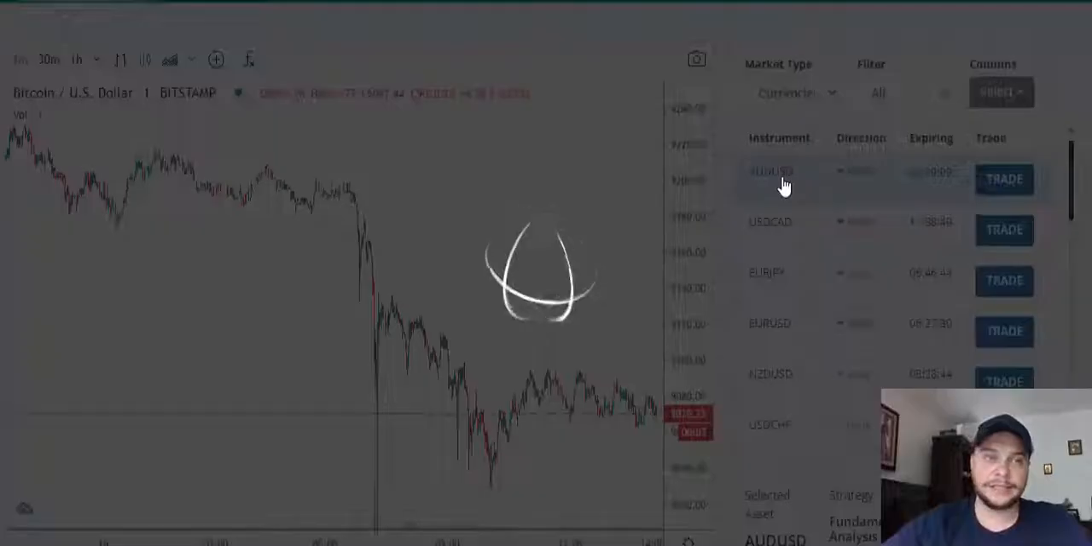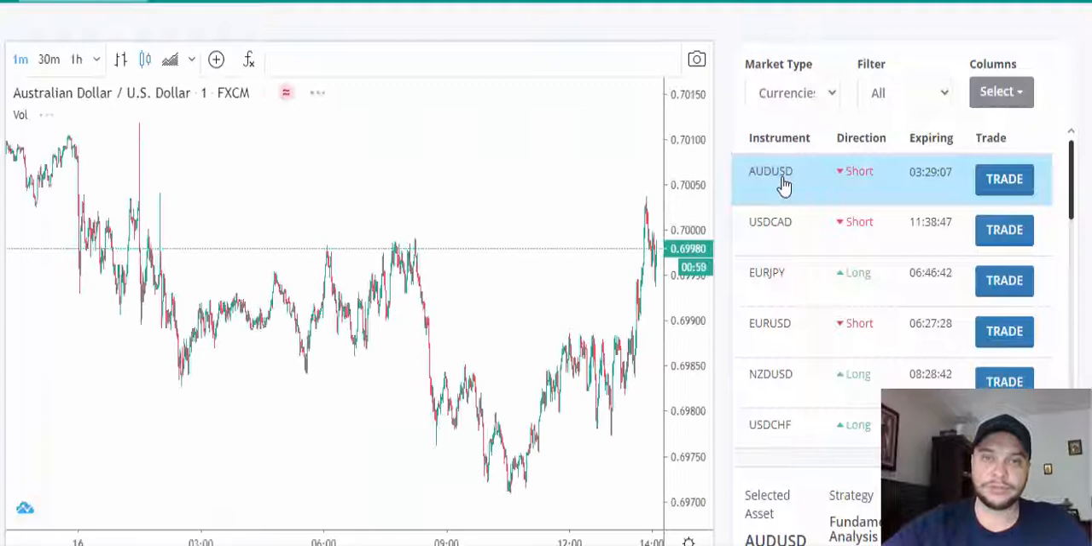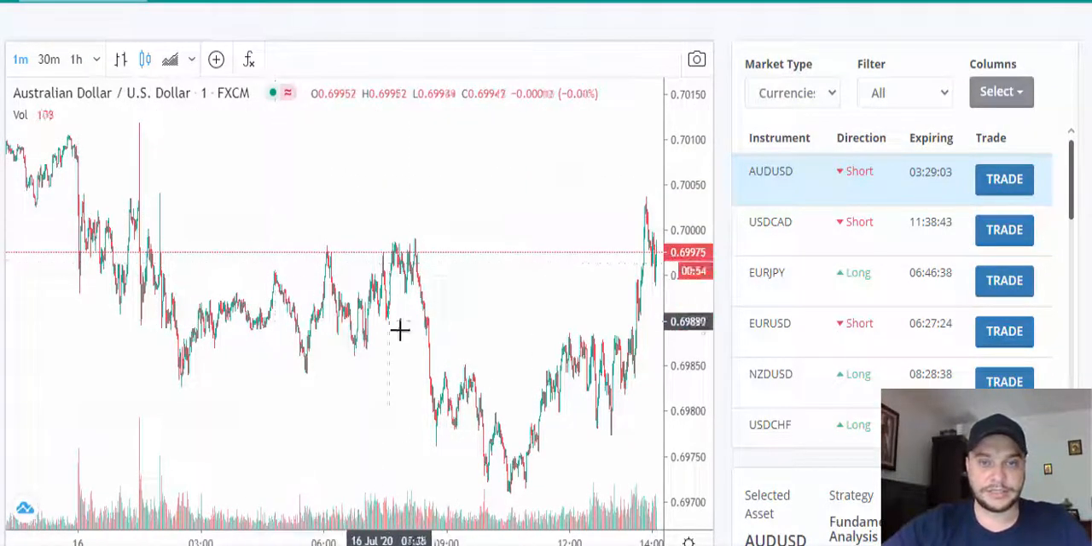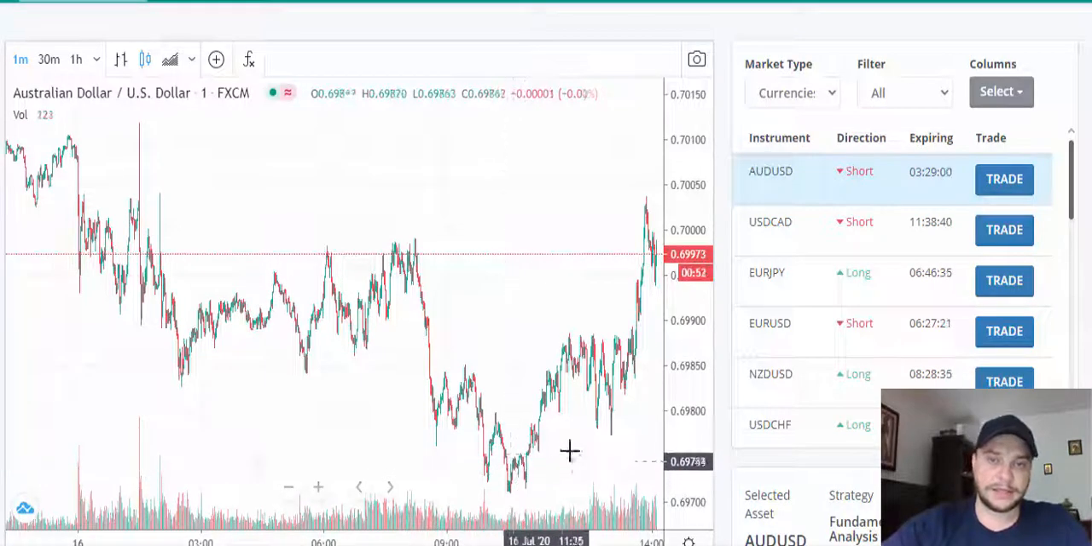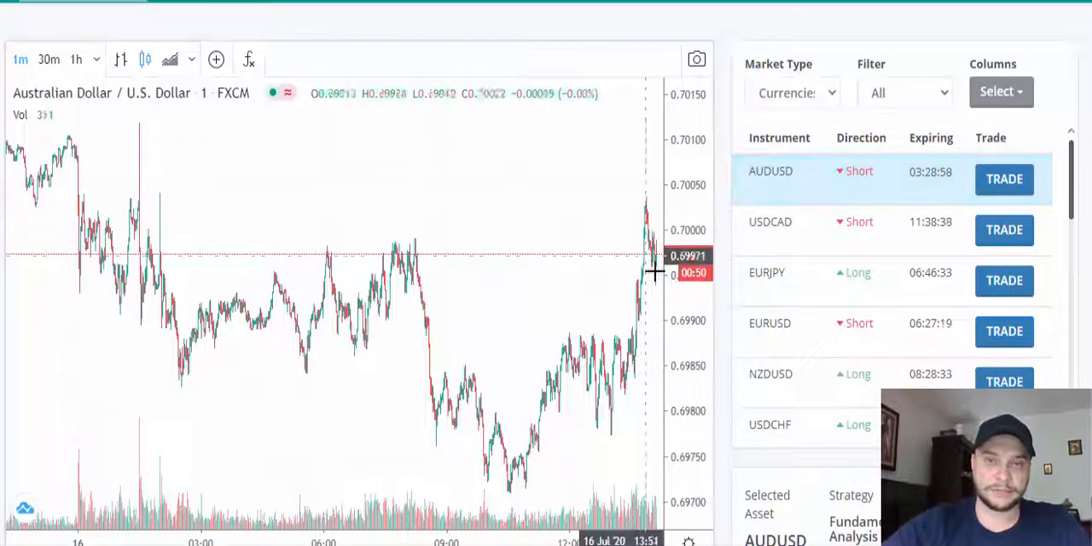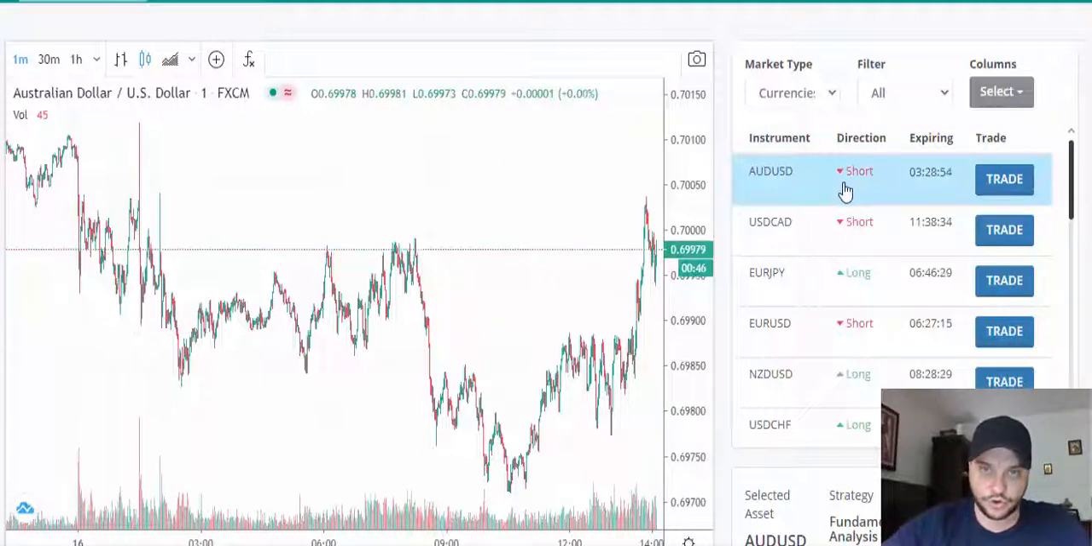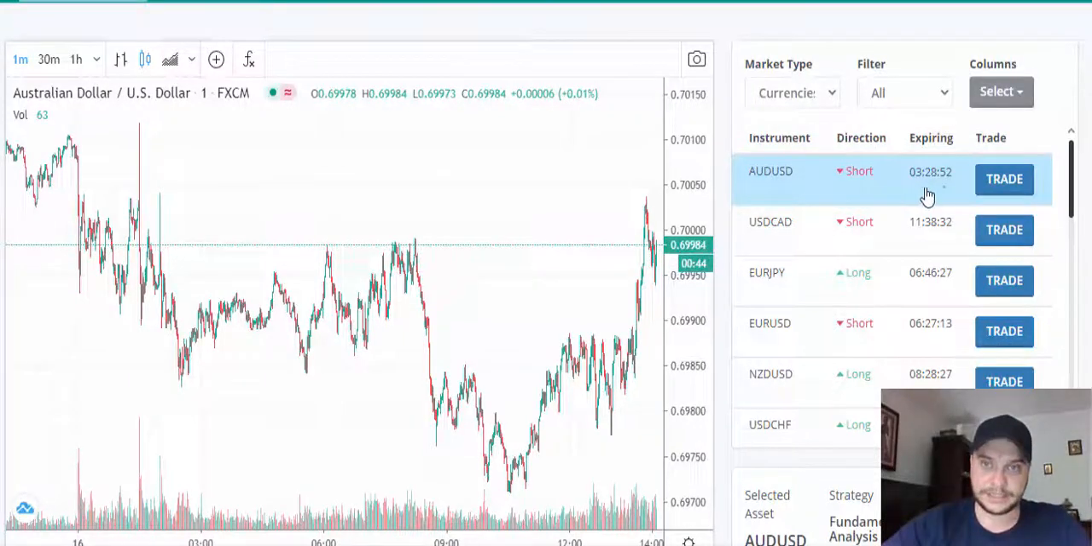AUD USD. Let's click on AUD USD to see the chart. Here we have the chart. As you can see, it is a downtrend, and here it goes back, and now it will bounce back. So this AUD USD is a short sell. So let's click and trade this one.